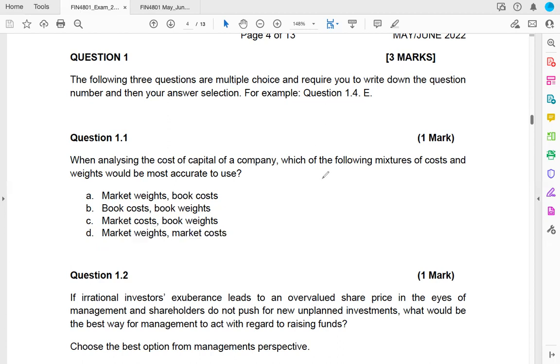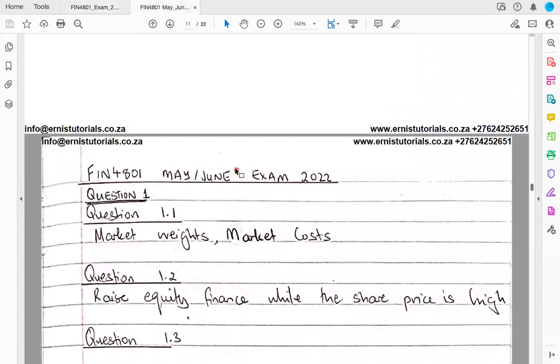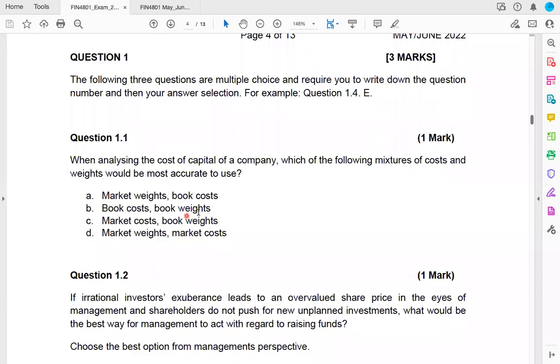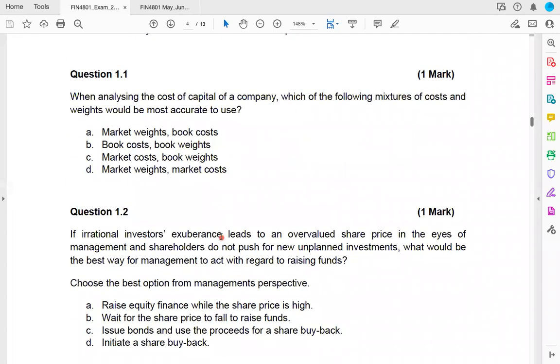So we are concerned with market values, which give us market weights, and we're also concerned with market costs, because those would be the costs of raising extra finance for the company, rather than book weights and book costs. These are based on historical figures, which are not relevant for raising incremental finance. So the correct answer there is market weights and market costs. That's important. Whenever we're calculating the weighted average cost of capital, we ideally want to use market weights and market costs, but there are times when you don't have market weights, and then you can resort to book weights. So ideally, we should always strive to use market weights and market costs.